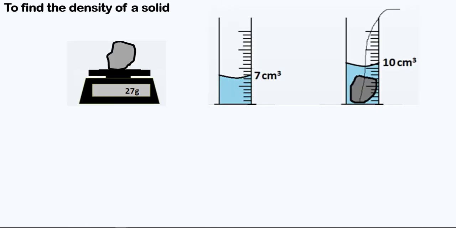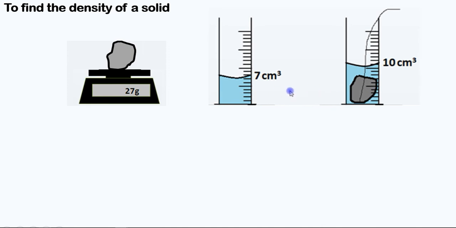The following illustrates how to find the density of a solid. To find the density of a solid, we need its mass and its volume. To find the mass of the solid, we place it on an electronic balance. Here, the mass of the solid is 27 grams. Next, to find the volume of the solid, if it is a regular solid, we can calculate the volume. But if it is an irregular solid, we use the displacement method to find its volume.